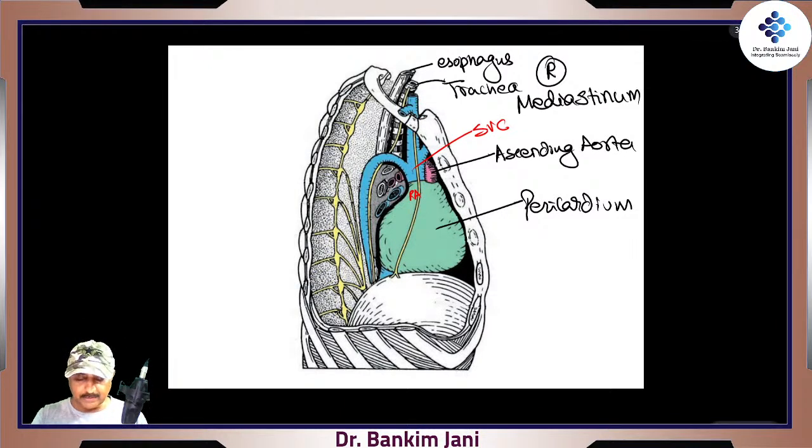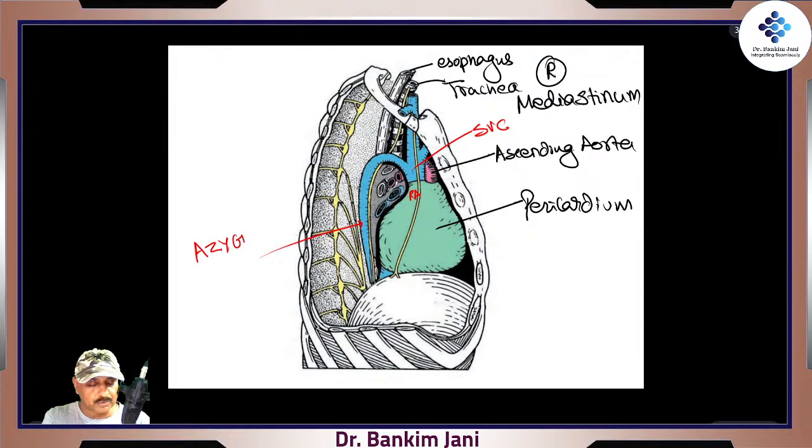So this right atrium and right ventricle are all covered with pericardium. Superior vena cava is there, fine. But which is that vein which comes all the way from below and then enters near the root of this right atrium into the superior vena cava? This is the right side. On the right side there was an azygous, right? This is the azygous.